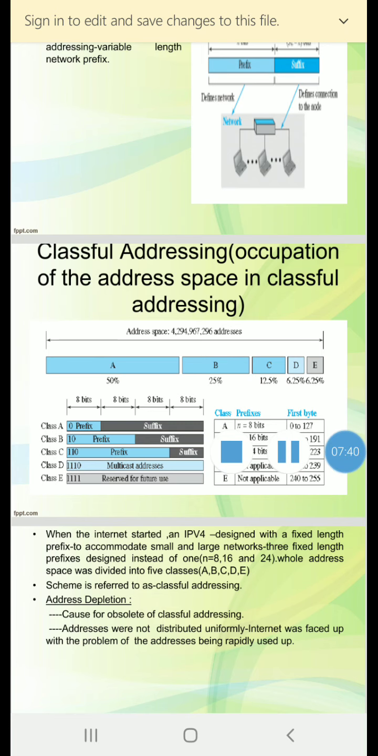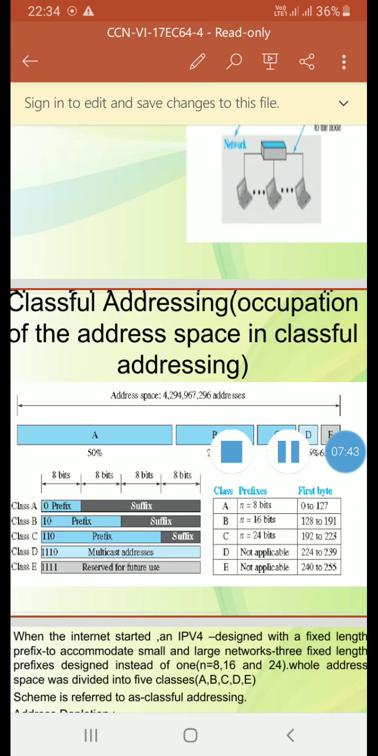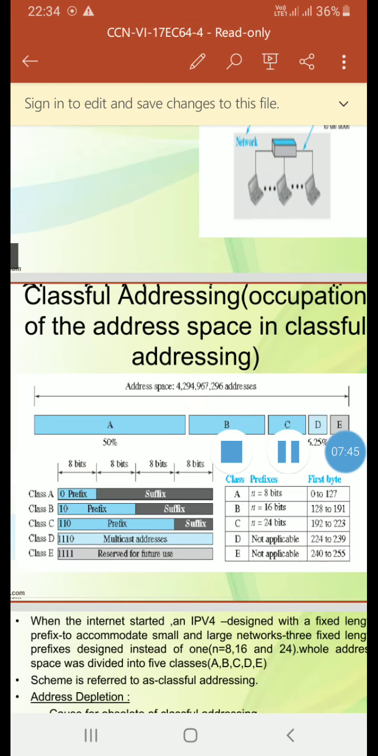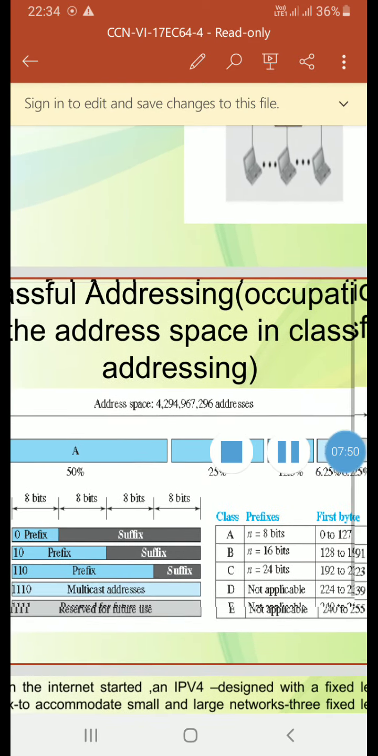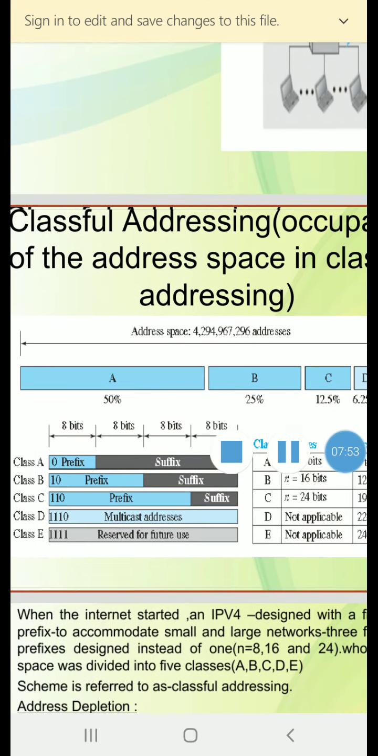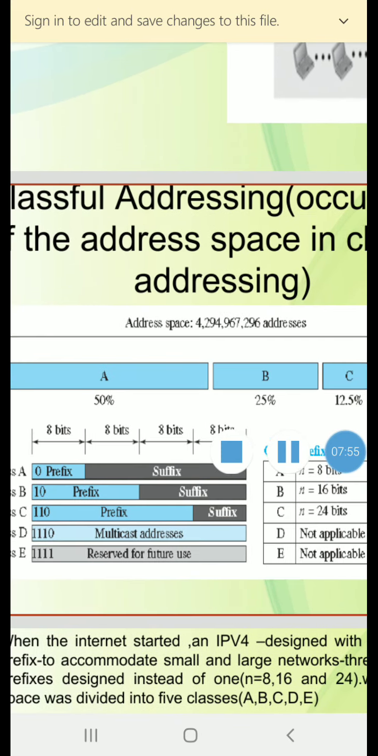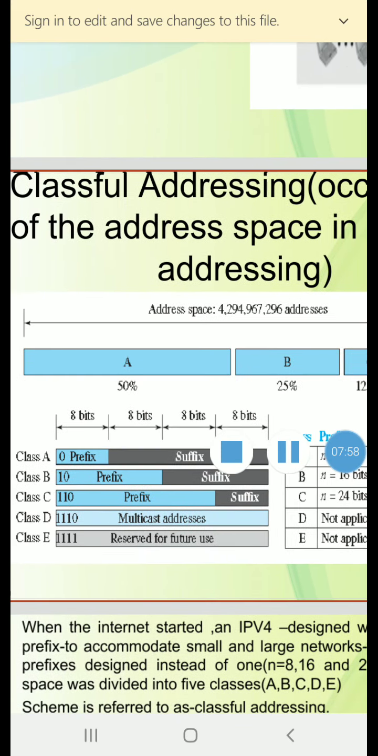Next we'll see about classful addressing, which is showing the occupation of address space in classful addressing in the figure. IP version 4 addresses were defined with a fixed length prefix when the internet started, in order to accommodate both small and large networks. Three fixed length prefixes were designed instead of one, with n equal to 8, n equal to 16 and n equal to 24.